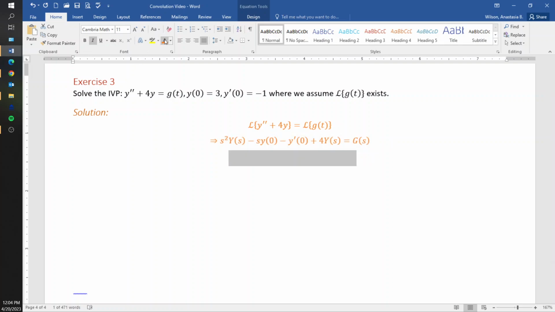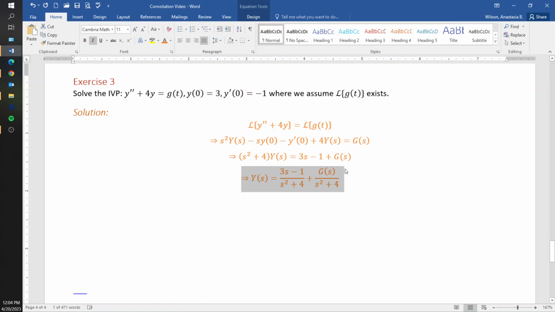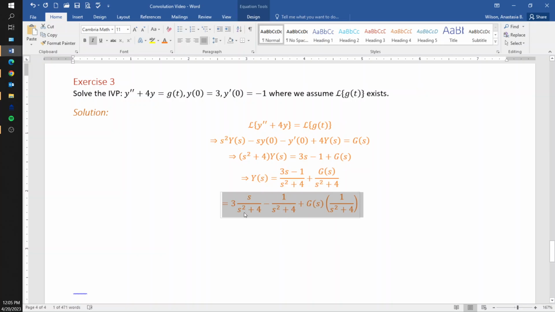Then doing some algebra, we will combine our like terms, move our non-Y of s terms to the right, and solve for Y of s. So we get (3s minus 1) over (s squared plus 4) plus G of s over (s squared plus 4). So clearly this last term we're going to have to use convolution on since we don't know what capital G of s is. But this first term, we can just use some normal techniques. We can split that up into a couple different terms: 3 times s over (s squared plus 4) minus 1 over (s squared plus 4).